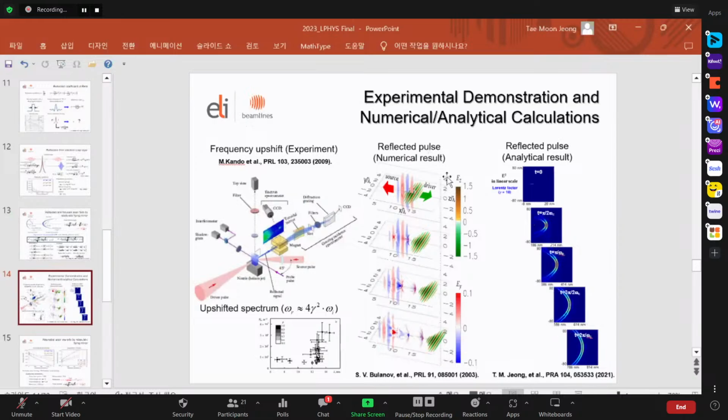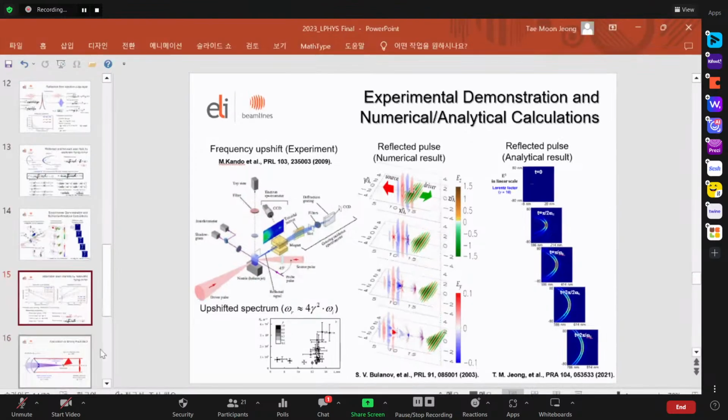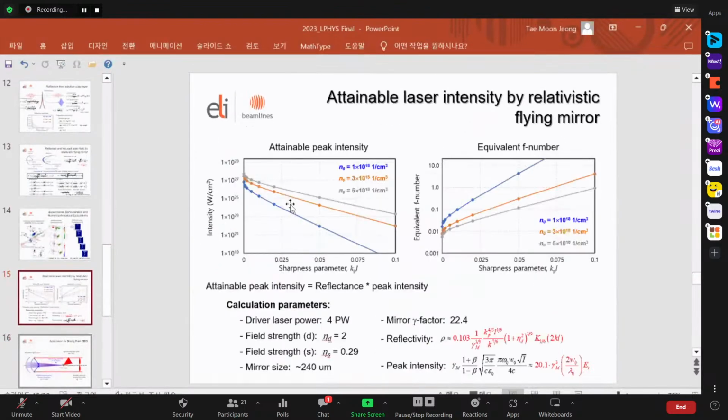And this is the analytical result, which we calculate based on the previous equation. This is the numerical result Sergey already showed us. And then you can see the similarity. And also we have the formula for the reflection coefficient here, and also we have the expression for the peak intensity. By multiplying these two, we can calculate how high an intensity we can achieve here.